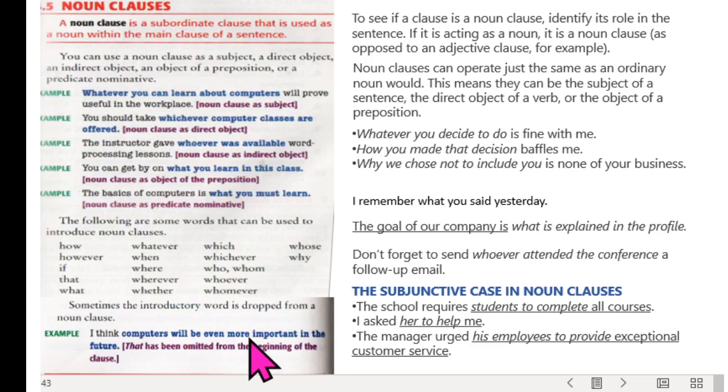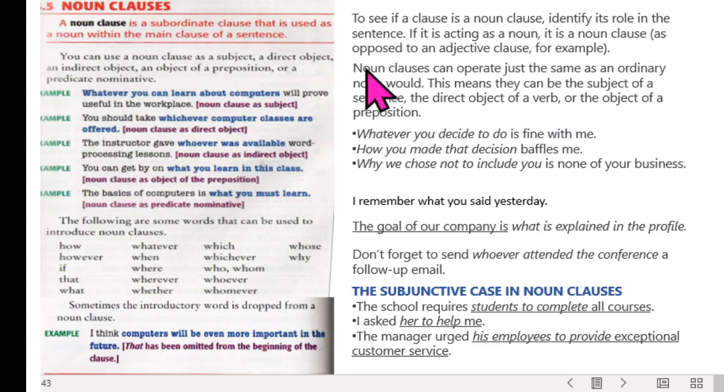Okay, same as in the adjective clauses, some words are also dropped from a noun clause. I think an example here: I think computers will be even more important in the future. Okay, that has been omitted from the beginning of the sentence. I think that computers will be even more important in the future. I think computers, instead of saying I think that computers. Okay, mostly that is omitted.